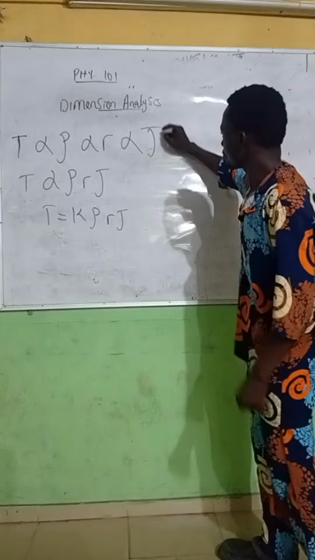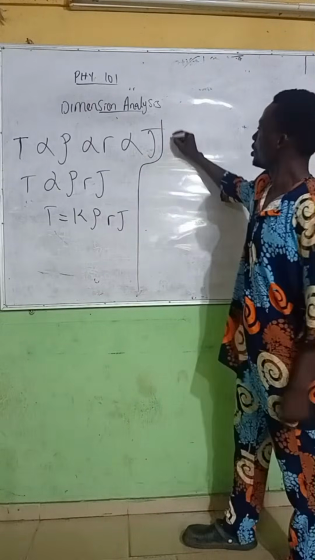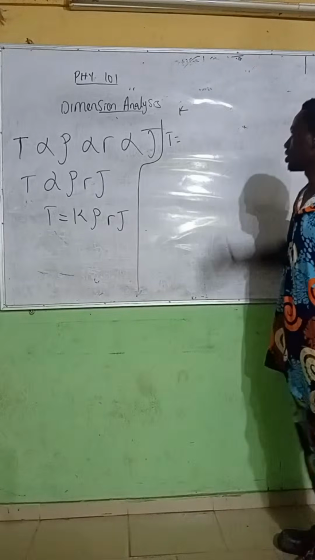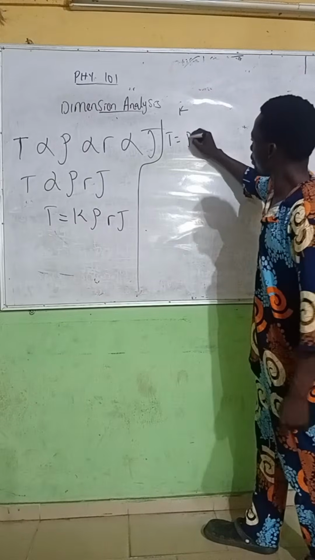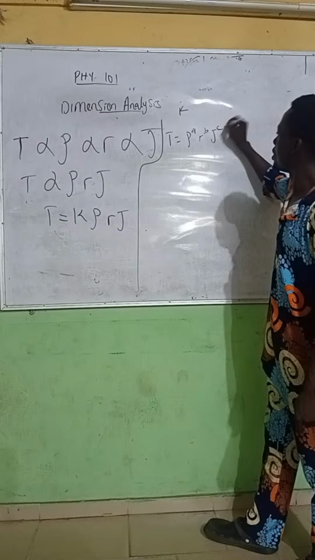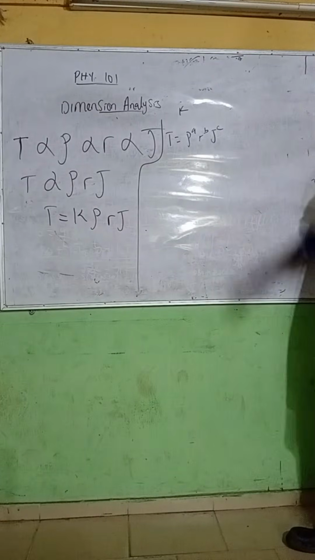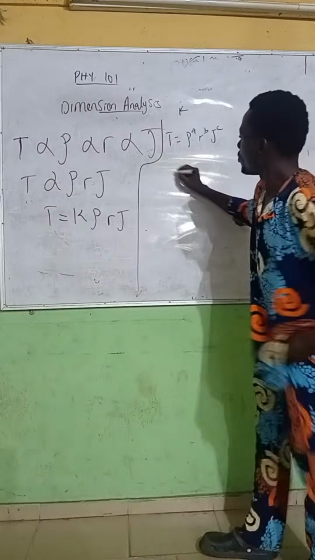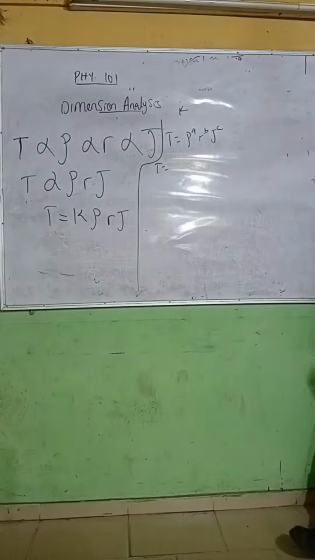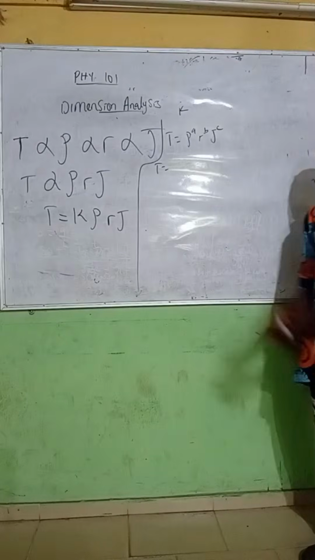So yeah. Now label all these P, R, J. So T aside, I don't want it to disturb me. T equals to what? P raised power A, R raised power B, J raised power what? C. If there is more, we continue. D, E, F, if there are more. Are we together? So here now we have T equals to P, density. What's the dimension for density? ML minus 3. Mass over volume.